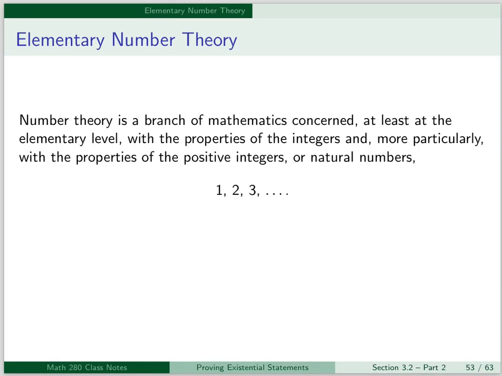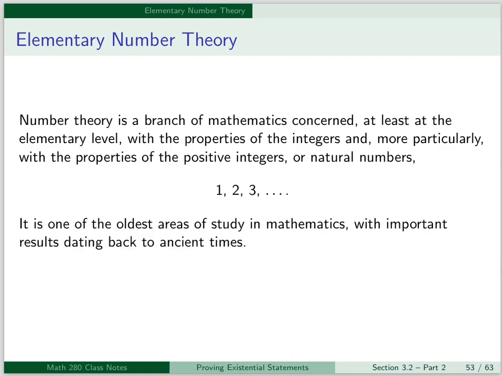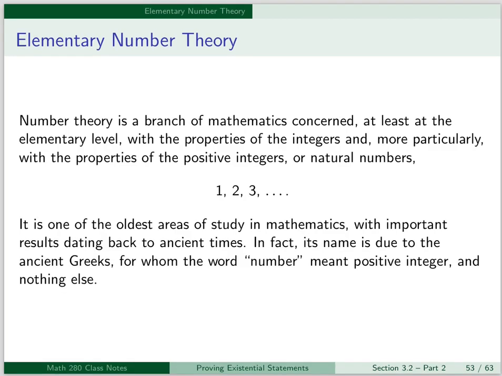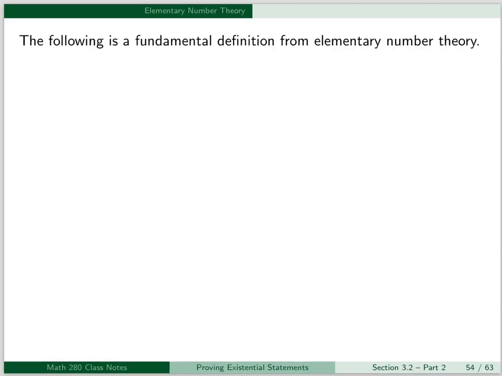Next, we want to talk about elementary number theory briefly. Number theory is a branch of mathematics concerned, at least at the elementary level, with the properties of the integers, and more particularly with the properties of the positive integers or natural numbers, 1, 2, 3, and so on. It's one of the oldest areas of study in mathematics, with important results dating back to ancient times. In fact, its name is due to the ancient Greeks, for whom the word number meant positive integer and nothing else. The following is a fundamental definition from elementary number theory.